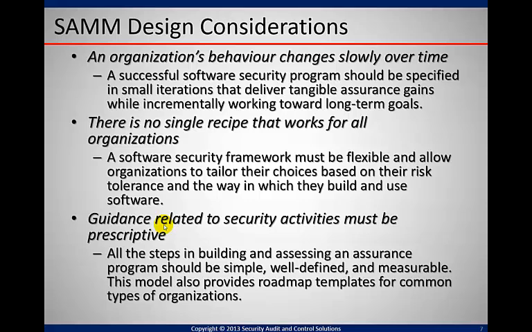An organization's behavior changes slowly over time. So a successful software security program should be specified in small iterations that deliver tangible assurance gains while incrementally working towards long-term goals. It also states that there's no single recipe that works for all organizations. We need to understand that the software security framework must be flexible and allow organizations to tailor their choices based on their risk tolerance and the way in which they build and use software.